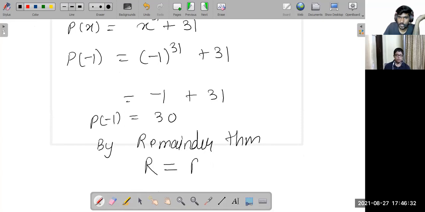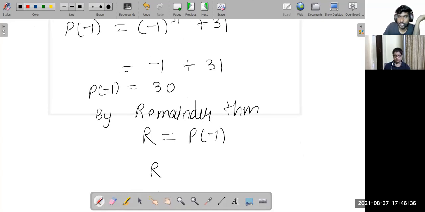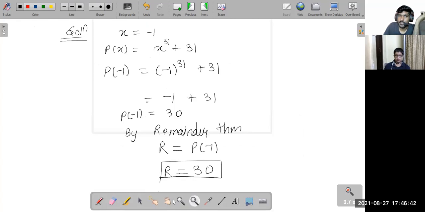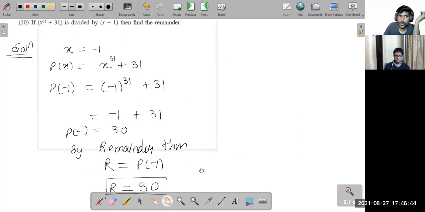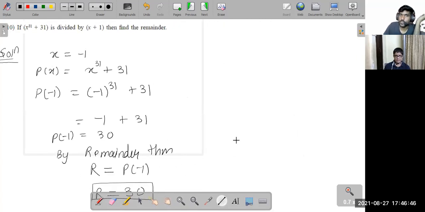Value of the polynomial. But what is the value of the polynomial that we got? 30. So the remainder is 30. You could have done this by the long division method also. You would have got the same answer. I'll show you by the long division method.